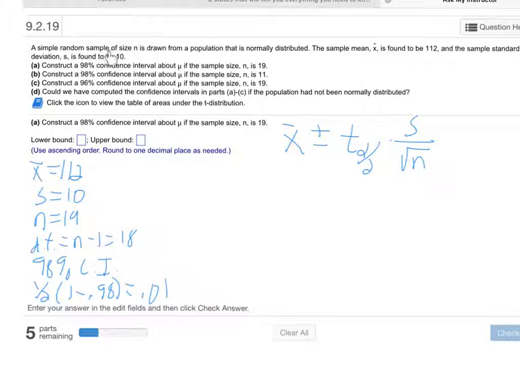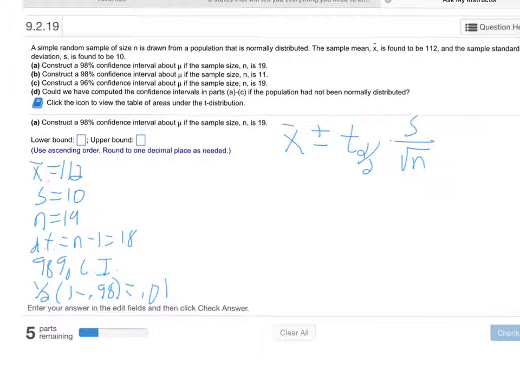A simple random sample of size n is drawn from a population that's normally distributed. The sample mean is 112. The standard deviation, S, is 10. And you have several parts. I'll work the first part. You work the others similarly. Construct a 98% confidence interval about the mean if the sample size n is 19. Okay, I guess that'd be the population mean.